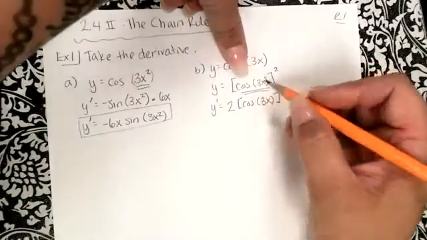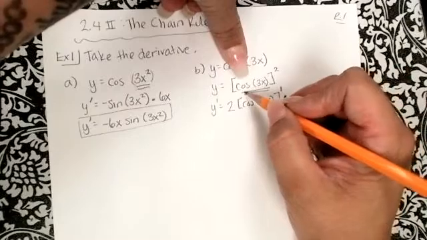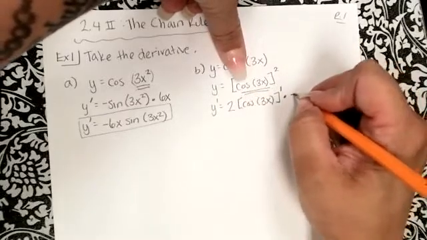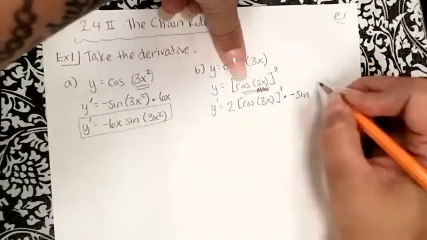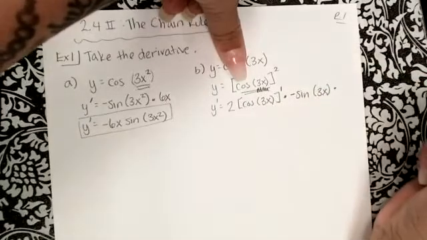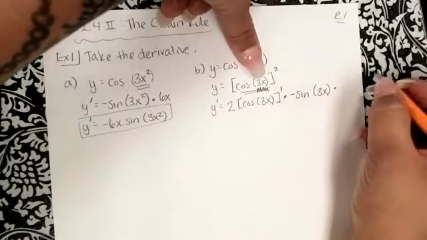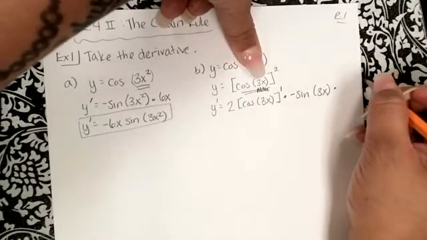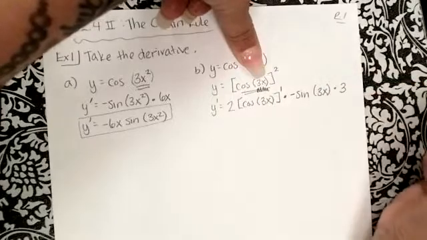So right here, if you notice, you have a cosine of 3x. So I'm going to take the derivative of cosine, and the derivative of cosine is going to be a negative sine. Keep the argument the same. Well, now I have to take the derivative of the argument. So I'm doing the chain rule like 2 times. So now the derivative of 3x is going to be a 3.